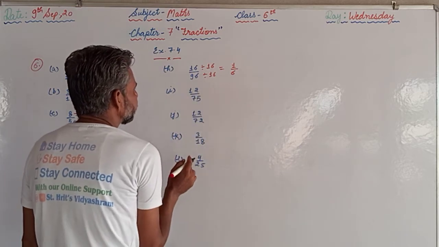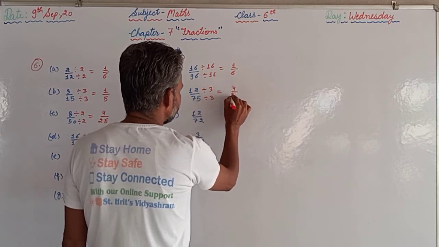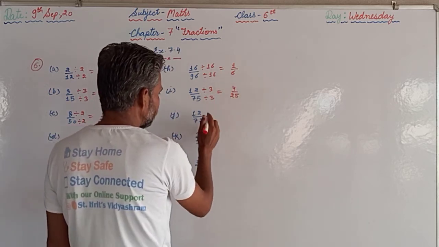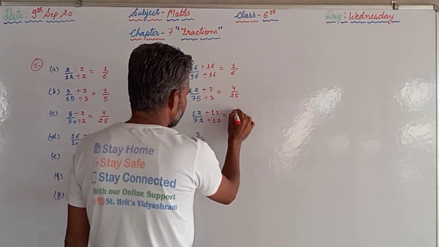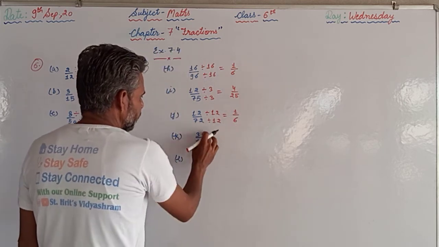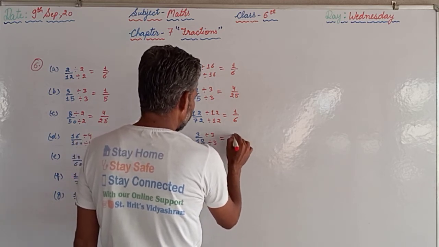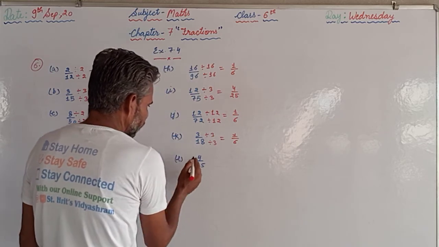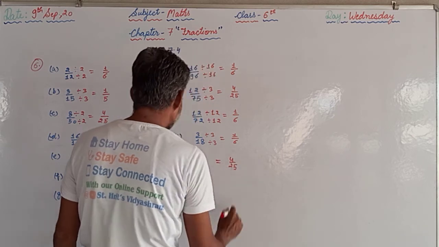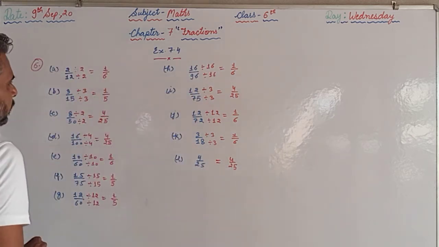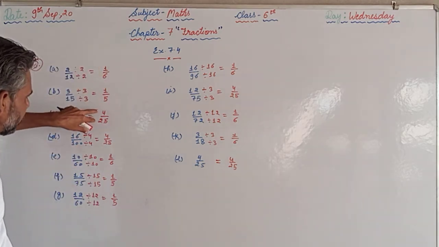Now 12 and 75 can be divided by 3: 3 4s are 12 and 25 3s are 75. 12 and 72 can be divided by 12: 12 1s are 12, 12 6s are 72. 3 and 18 can be divided by 3, so it will be 3 1s are 3, 3 6s are 18. 4 upon 25 cannot be divided by any number, so 4 upon 25 will remain, because 4 and 25 don't come in a single table. So here 1 upon 6 is there, 1 upon 5 is there, and 4 upon 25 is there.